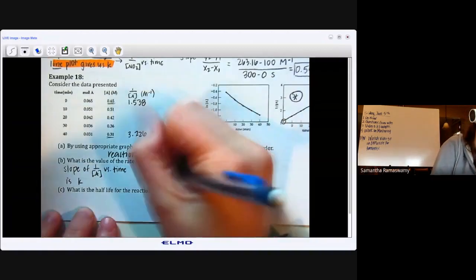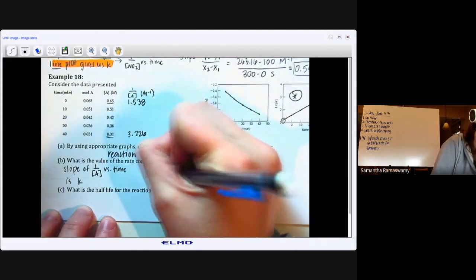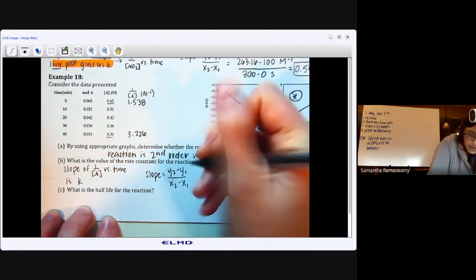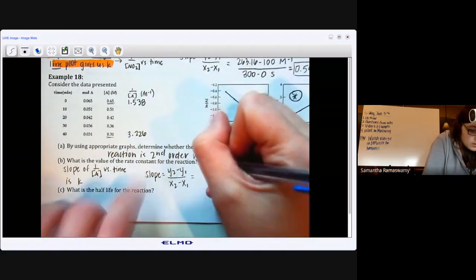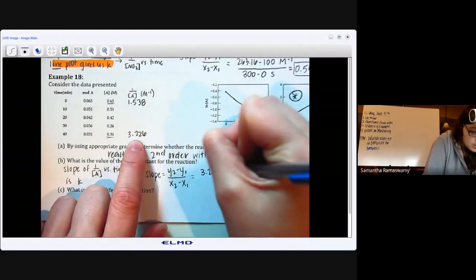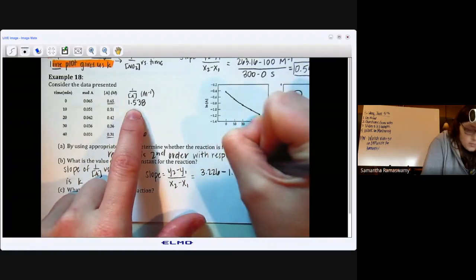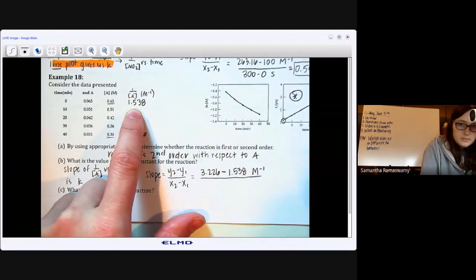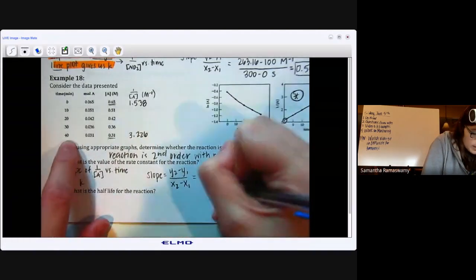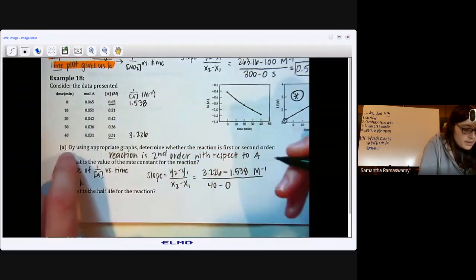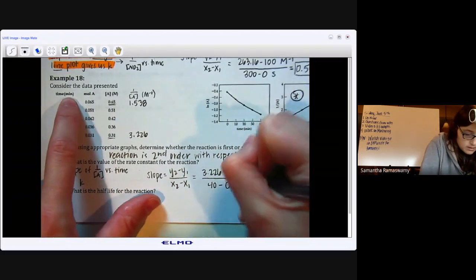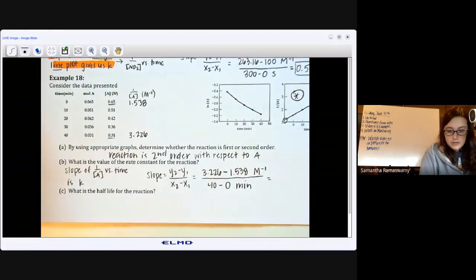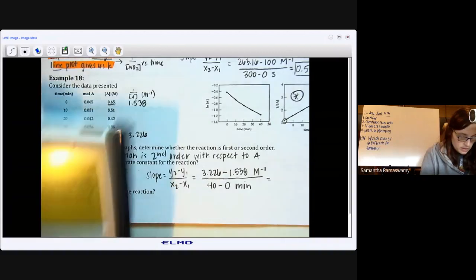So to find the slope, we'll do y2 minus y1 over x2 minus x1. So y2, 3.226 minus y1, 1.538 per molar, over x2 minus x1, 40 minus 0. Notice the unit, minute. It doesn't always have to be in seconds. You just have to make sure that you give the correct units.